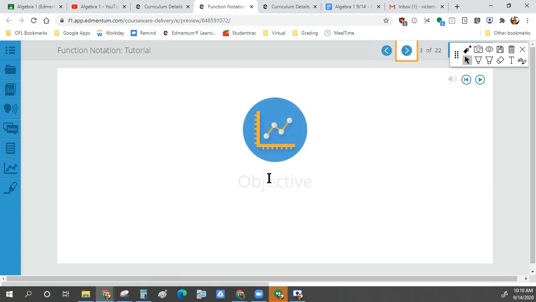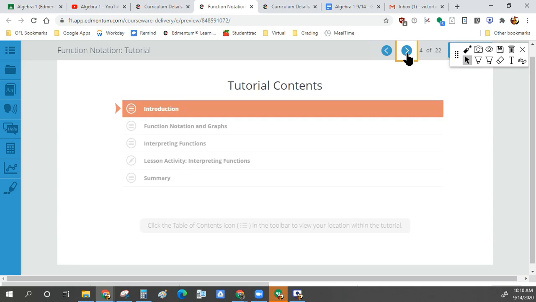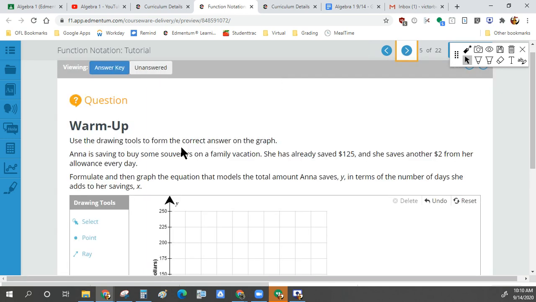So the objective for this lesson: we will use function notations to describe relationships between quantities, and interpret function notation accurately to solve problems. So we're going to learn how we write it down affects the relationship between two things. All right, so let's get into the introduction.